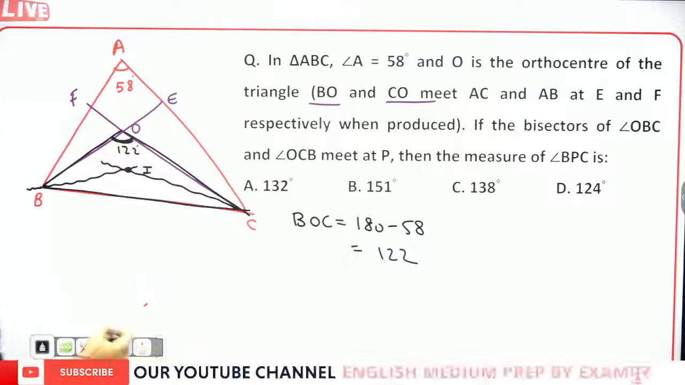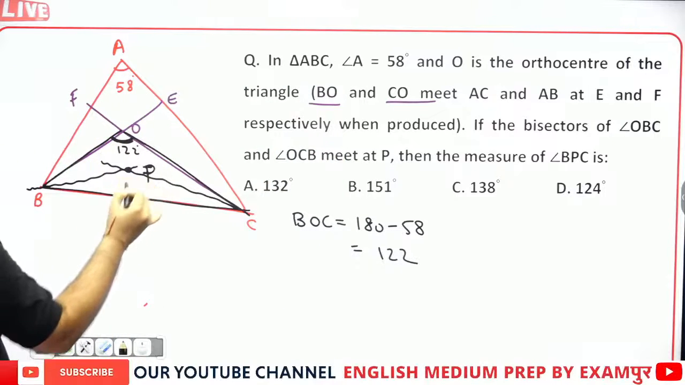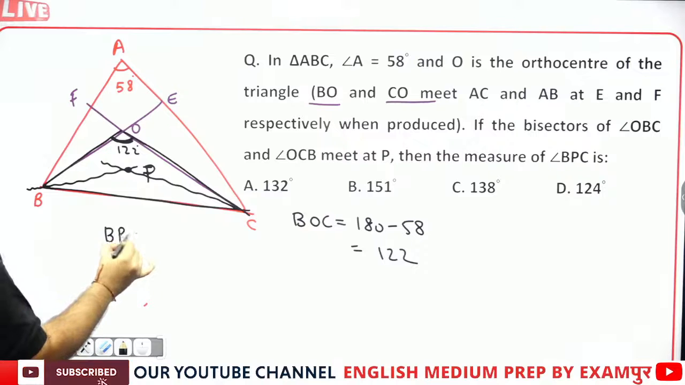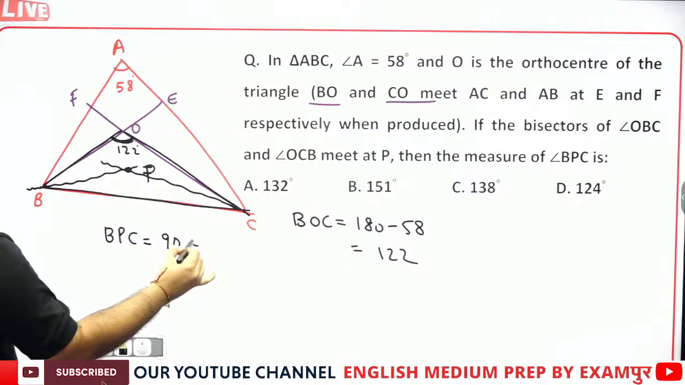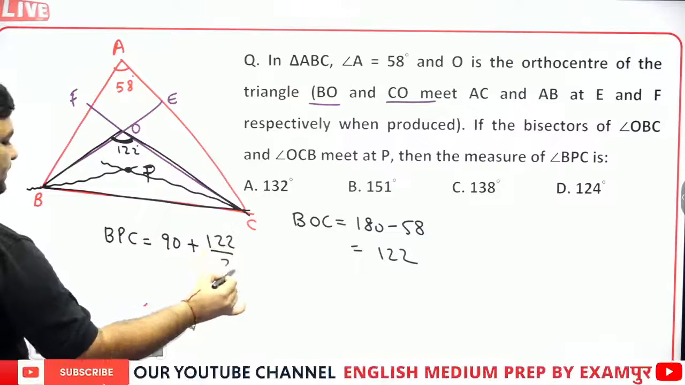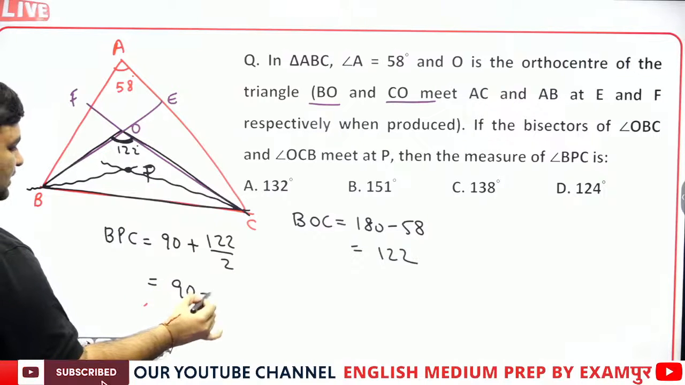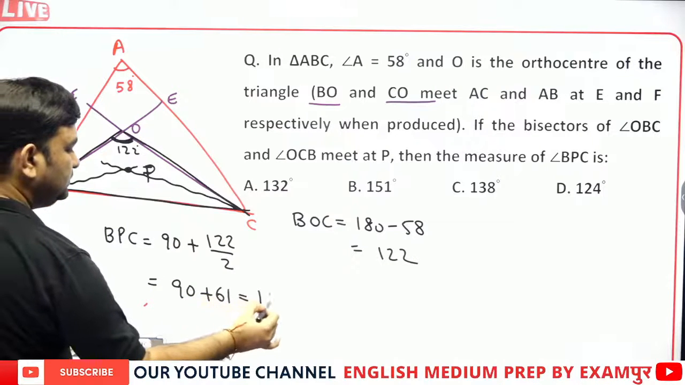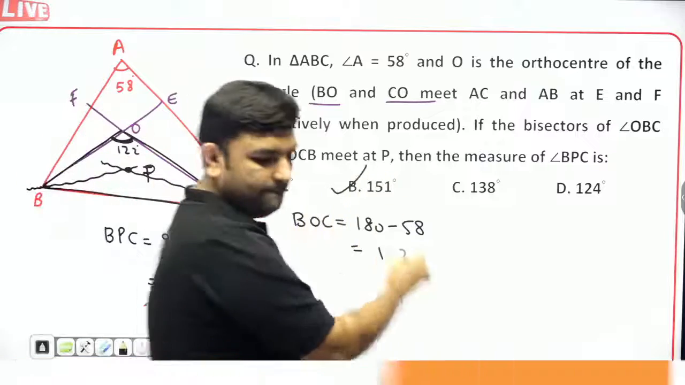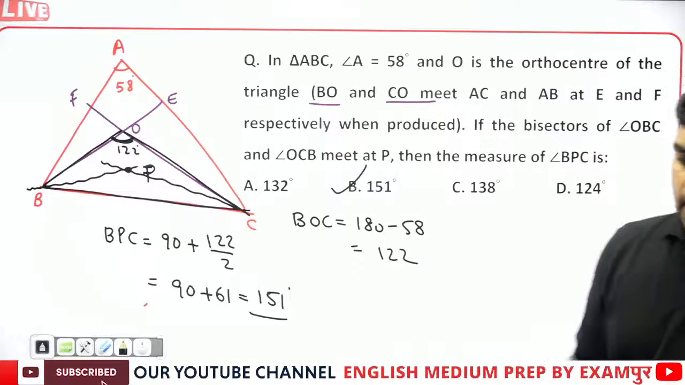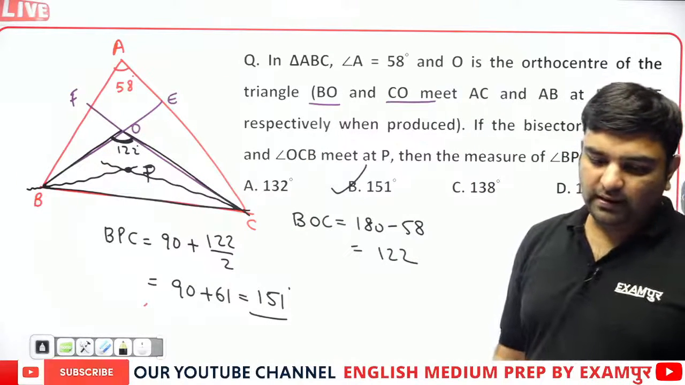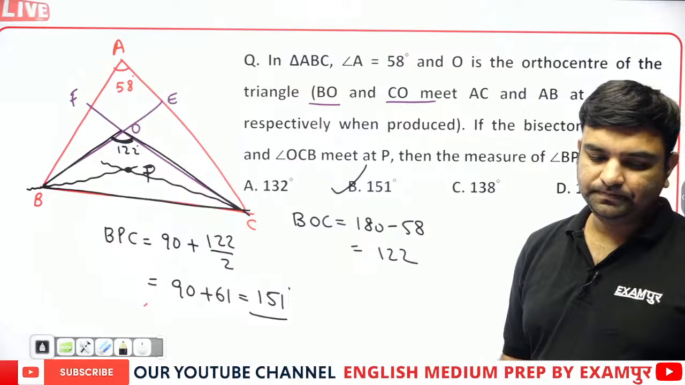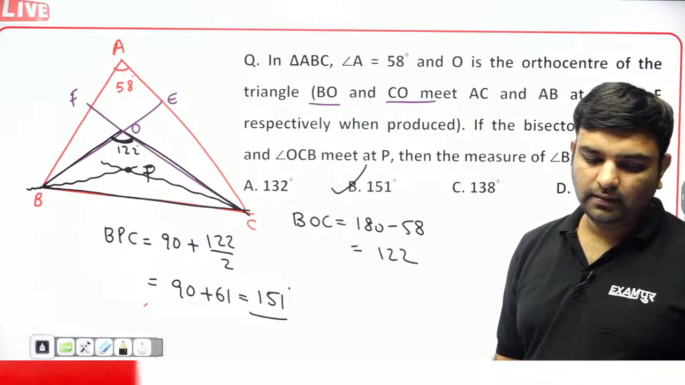They have given it the name BPC. So this BPC should be 90 plus vertex angle divided by 2. Clear?